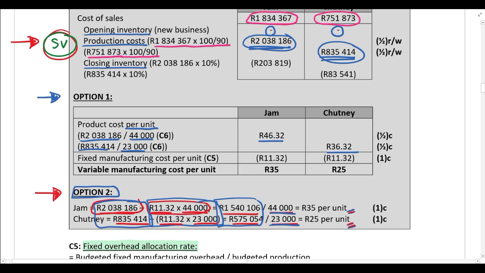I'm saying this is the total product cost because this is a semi-variable cost. It includes a fixed portion and a variable portion. Then, if you deduct the fixed portion, which we calculated in calculation 5 as 11 Rand 32, you'll be left with the variable manufacturing cost per unit. So that's another way that you could have performed the calculation.